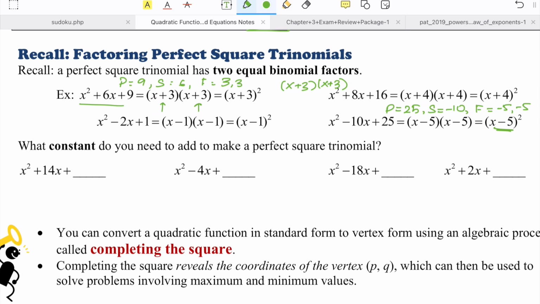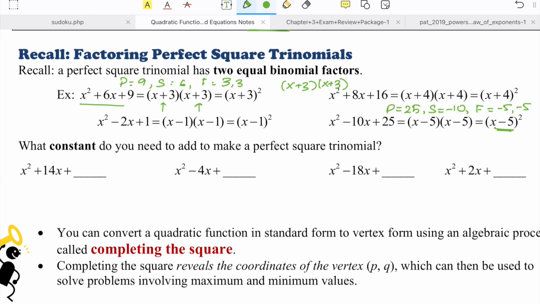Okay, so let's try thinking of what constants would make the following four equations perfect squares. So we have x squared plus 14x. What could go in that blank? 49. And how did you do that? Awesome. And then what about the next one? We have negative 4 over here.